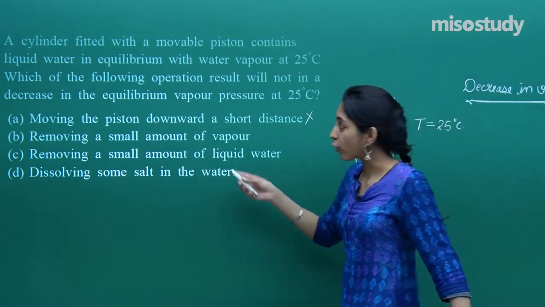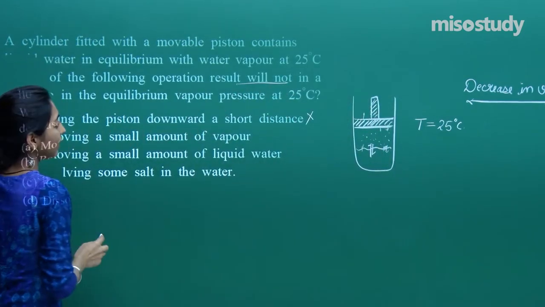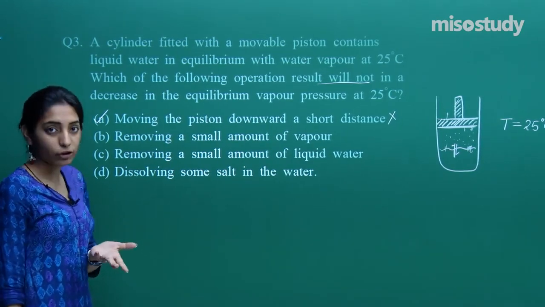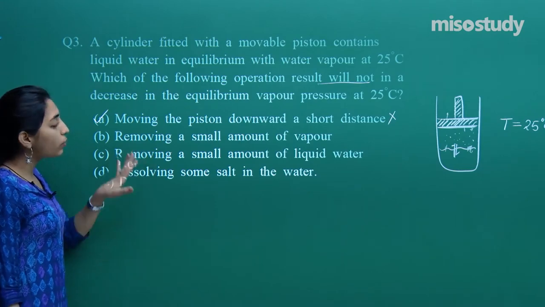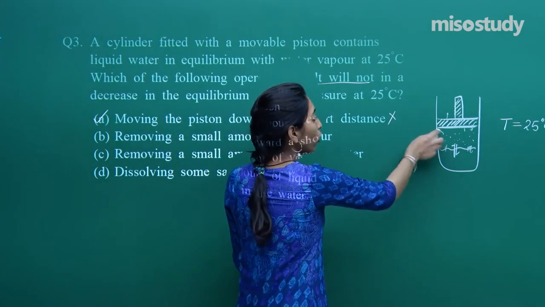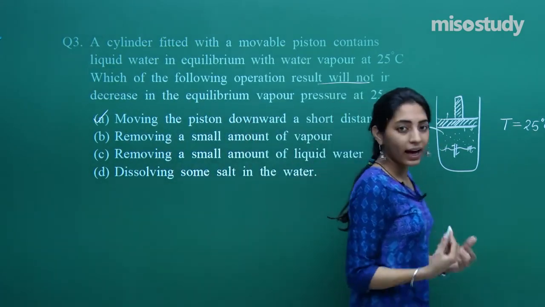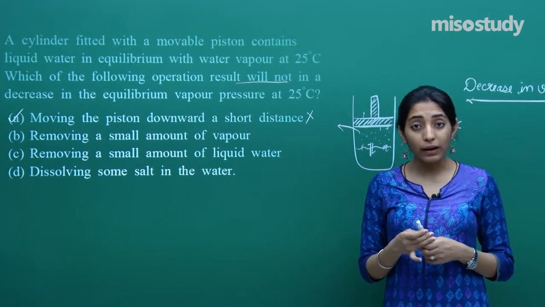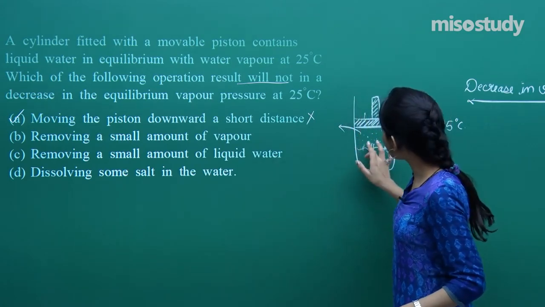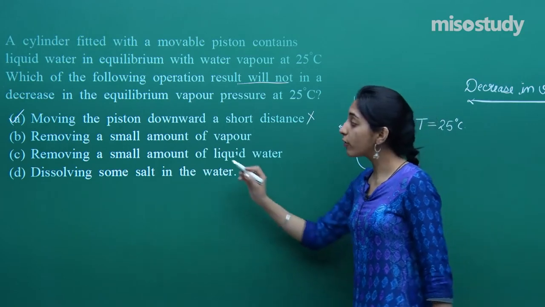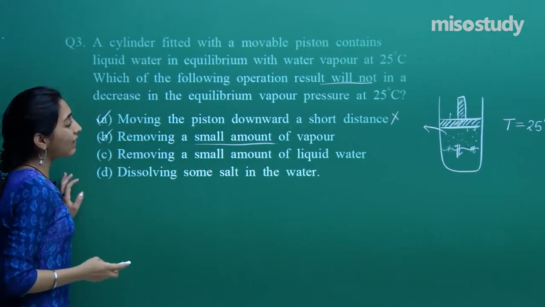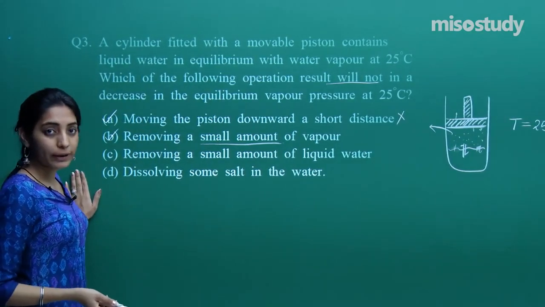So this will be the correct option because we have to say will not result in a decrease in vapor pressure. So A will not result in a decrease in the vapor pressure. Option B says removing a small amount of vapors. Again you have to apply Le Chatelier's principle. If you remove a small amount of vapors, then I agree that the vapor pressure should decrease. But at the same time equilibrium would want to re-establish itself. So more vapors will be created and vapor pressure will increase. Therefore removing a small amount of vapor will again not result in a decrease in the equilibrium vapor pressure.